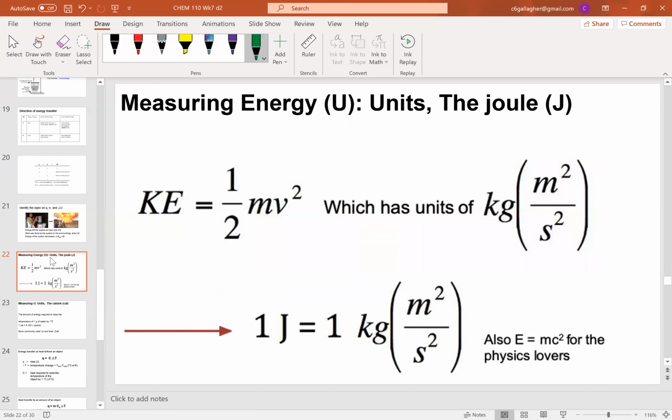If we think about measuring energy units, the unit joule is reflective of our kinetic energy, or 1/2 mv squared. And this has the units of kilograms times meters squared per second squared. So 1 joule is 1 kilogram meter squared per second squared. So you can think about this if you want to connect it to E equals mc squared.